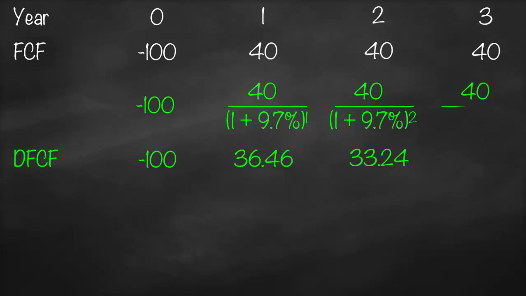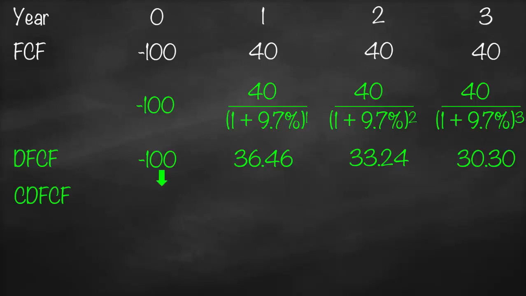For the third year, it will be 40 divided by open bracket 1 plus 9.7% to the power 3. This will give us 30.30. Then we need to calculate our cumulative discounted free cash flow. So for the first year, it will be the same.